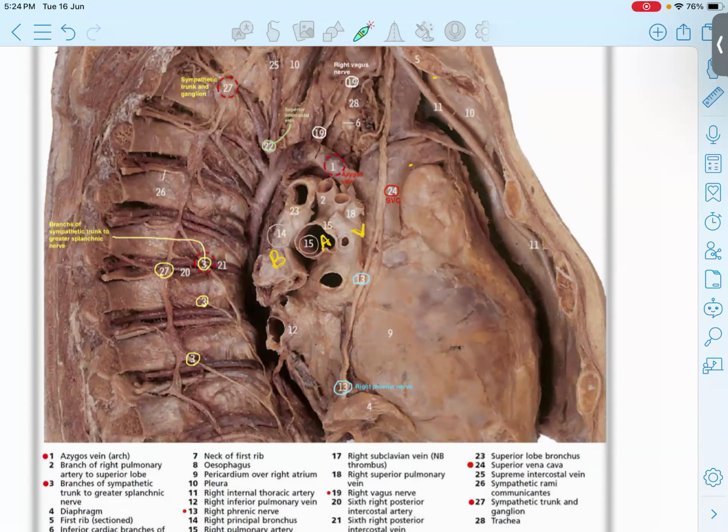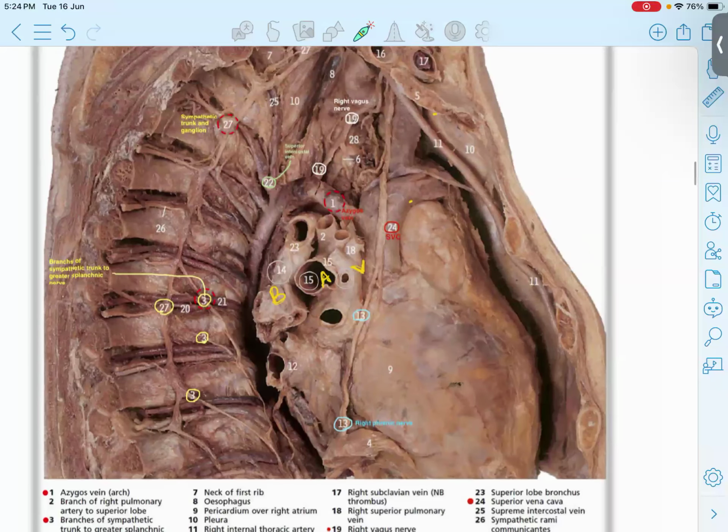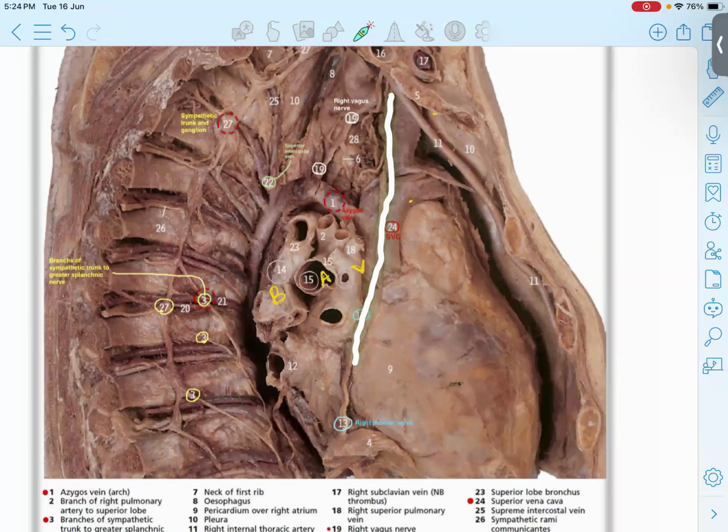And now come to the nerve. This nerve, it is very important. Phrenic nerve and vagus nerve, this is very important for MRCS exam. The examiner frequently asks these two identifying structures. They ask where is phrenic nerve and where is vagus nerve. So phrenic nerve is very important. Here 13 is phrenic nerve.